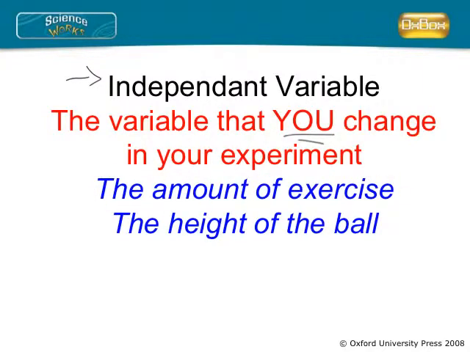In your experiment for this week, the independent variable might be the height of the ball. Okay, so if you are going to drop it and see it bounce, or you might drop it and see the crater that's made. Okay, so that's the independent variable.